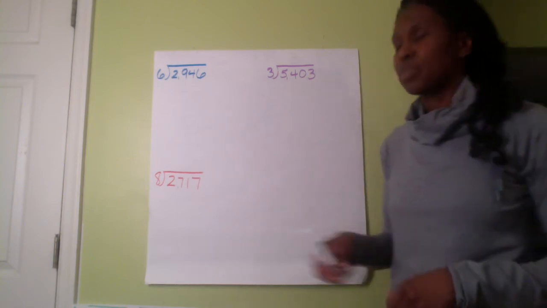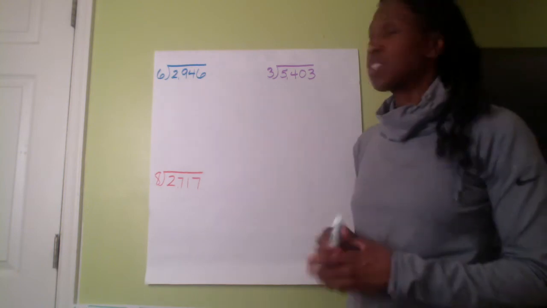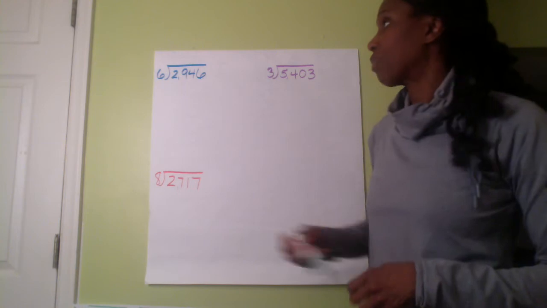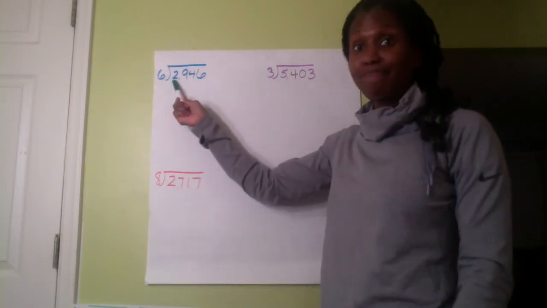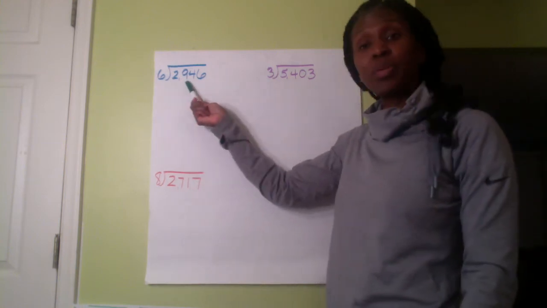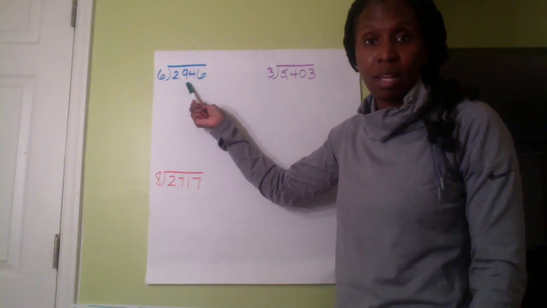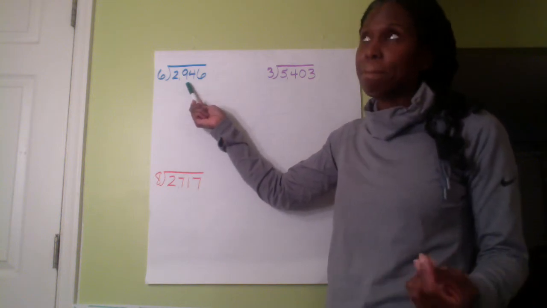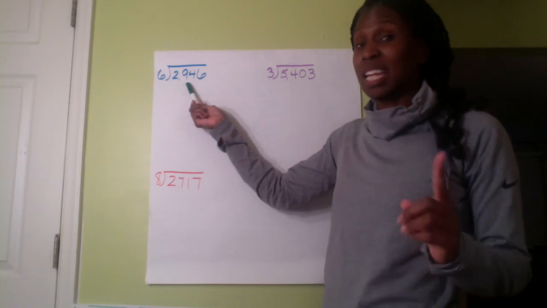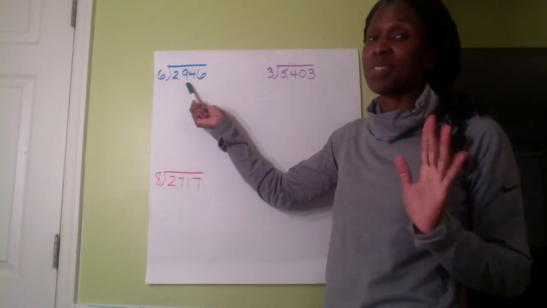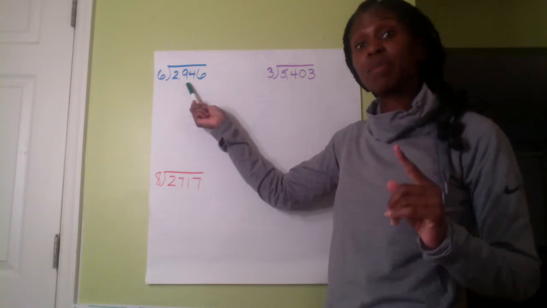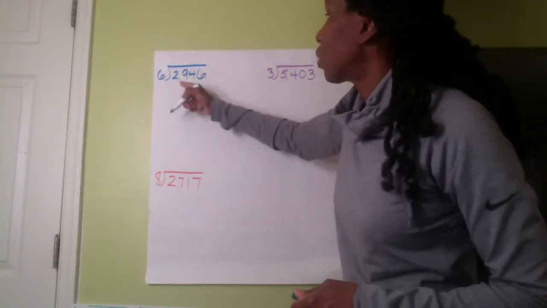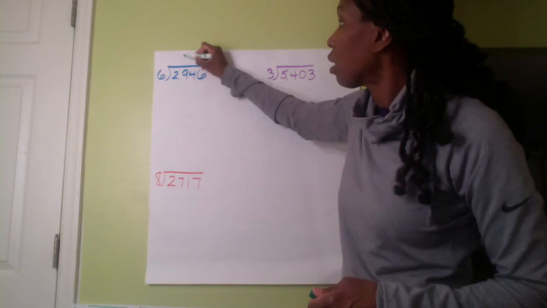The first one is 2,946 divided by 6. First up, I need to divide. Can I take a group of 6 out of 2? No, I can't. So I'm going to include the next digit, which is a 9. The question is, how many groups of 6 can I take out of 29? It can't be 5 because 6 times 5 is 30. That's too much. 6 times 4 is 24. All right, so that's where I'm going to start. So 29 divided by 6 is 4.